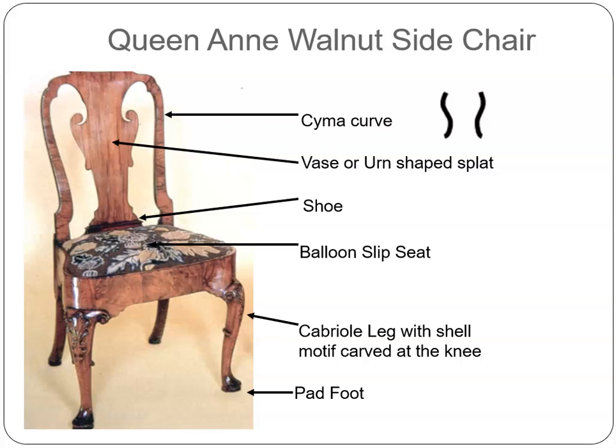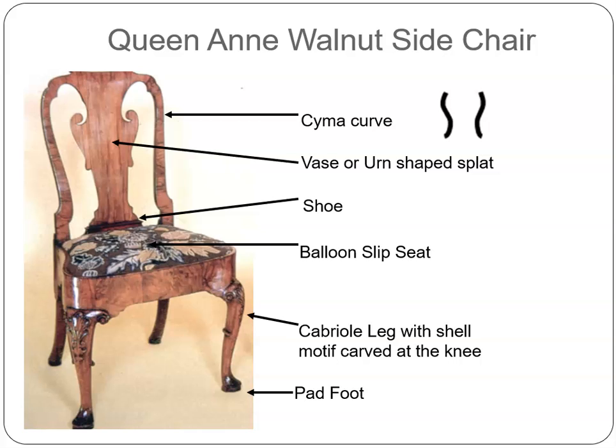In this style, we see that it is very plain. It has an emphasis on human scale and function. The back splat is a vase or urn shaped, which was very common with the Queen Anne style. Here we're seeing a balloon slip seat, which could be taken out and replaced if needed.